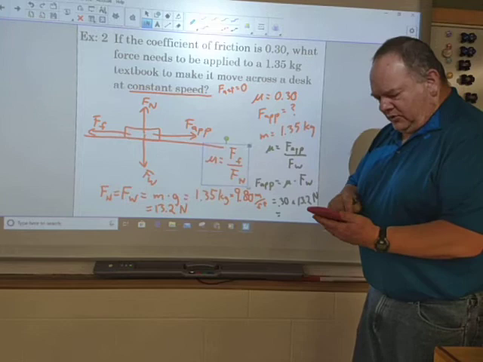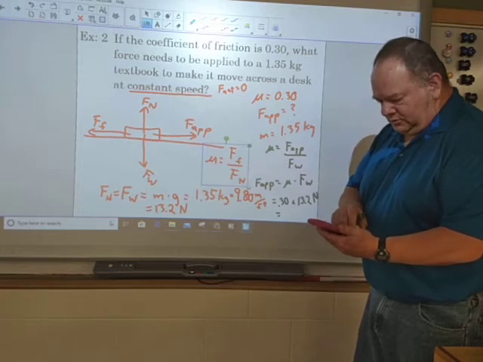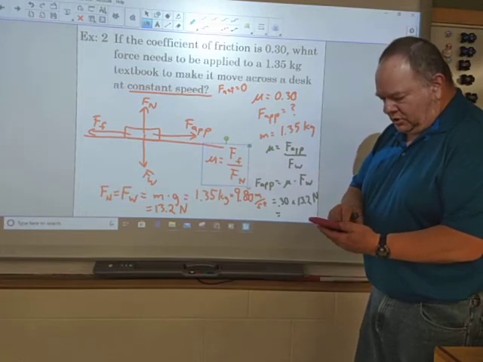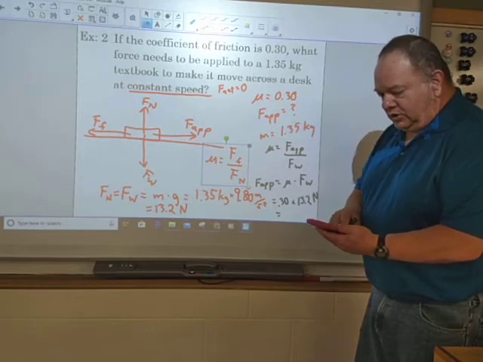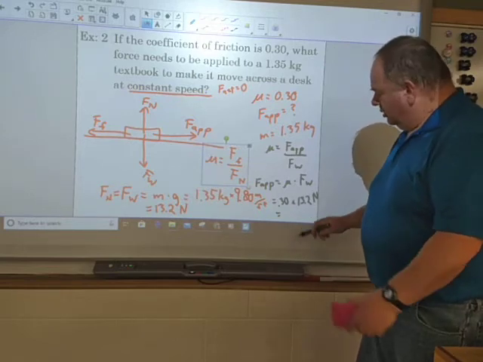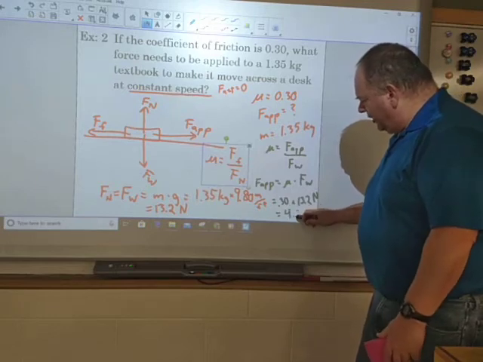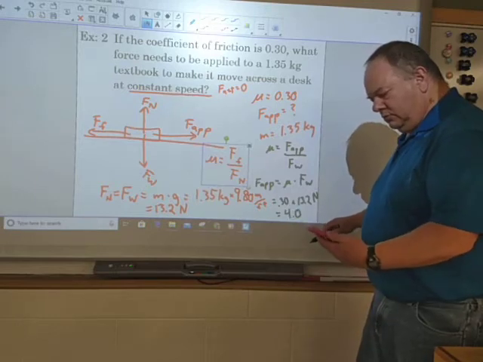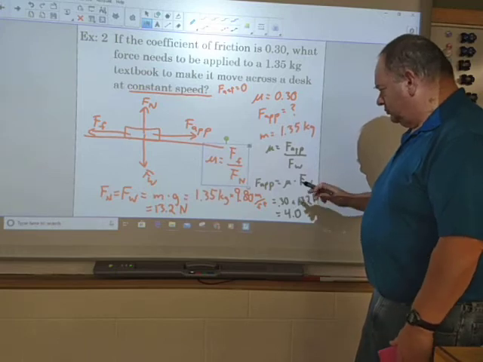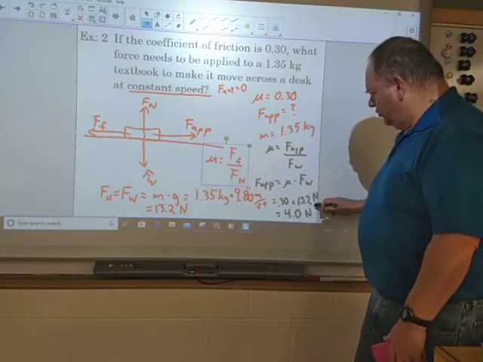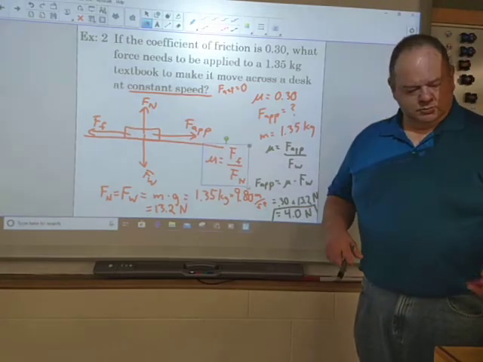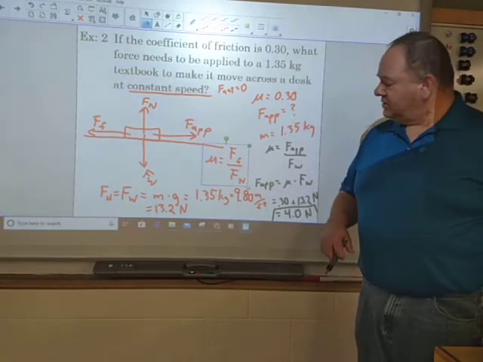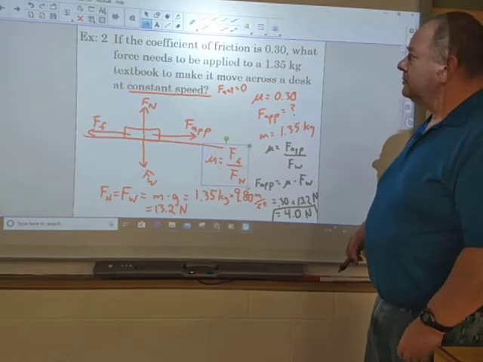I'm only going to be allowed 2 sig figs on this. 0.30 times 13.2 equals, oh, look at that, 4.0 newtons. .96 rounds up to 4.0.